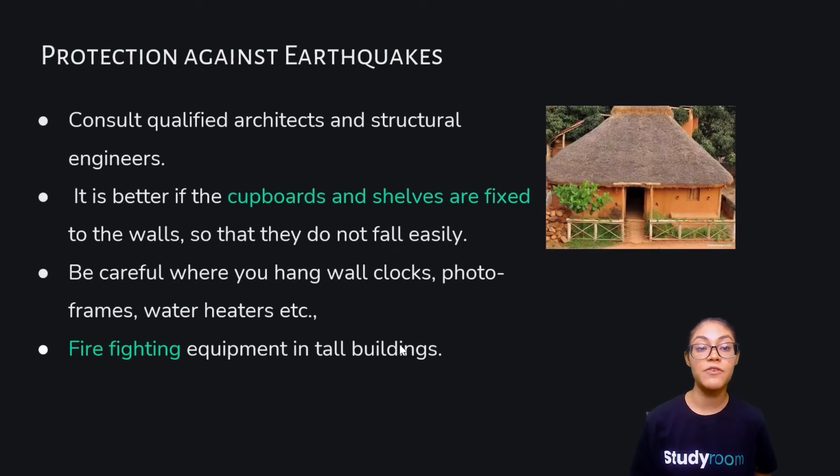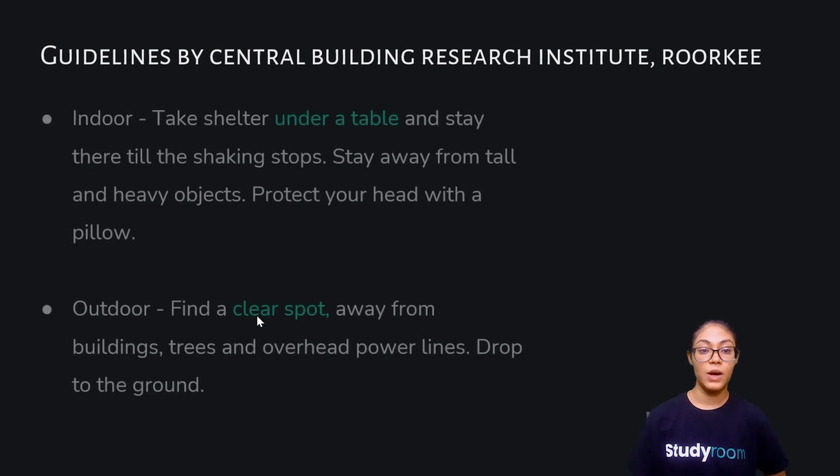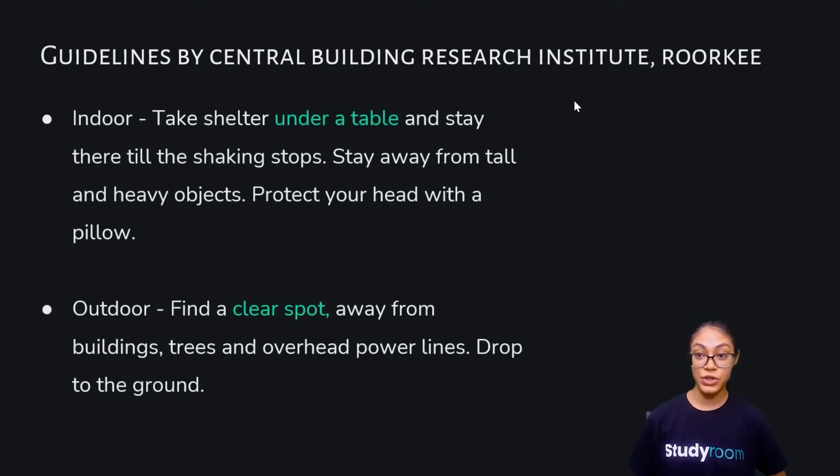Now, what protective measures can be taken against earthquakes? Consult qualified architects and structural engineers. So whenever we construct a house, it should be constructed based on the consultation of architects and structural engineers. It is better if the cupboards and the shelves are fixed to the wall so that they do not fall easily. Be careful where you hang wall clocks, photo frames, and water heaters. Firefighting equipment should be installed in tall buildings. Firefighting nowadays is a must. It should always be installed. Right? Now, guidelines by Central Building Research Institute, Roorkee.